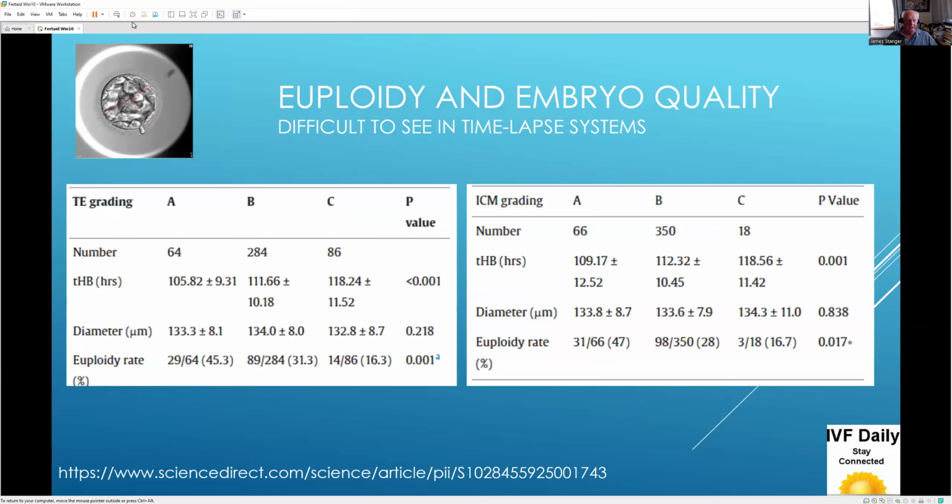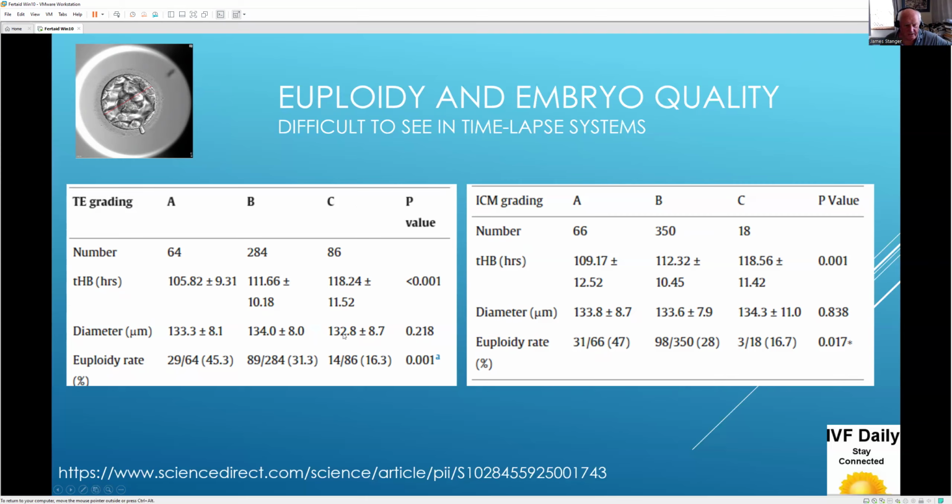And just looking at the data, the trophectoderm grades A, B, C, these are Gardner's grades A, B, and C. And so you look at the distribution, the majority of the embryos here were what they call a B grade trophectoderm. The time taken, if an A grade trophectoderm, it took about 105 hours to get to that, whereas the B and C grade took 118 hours to get there. And that was significantly different between the blastocyst trophectoderm quality.